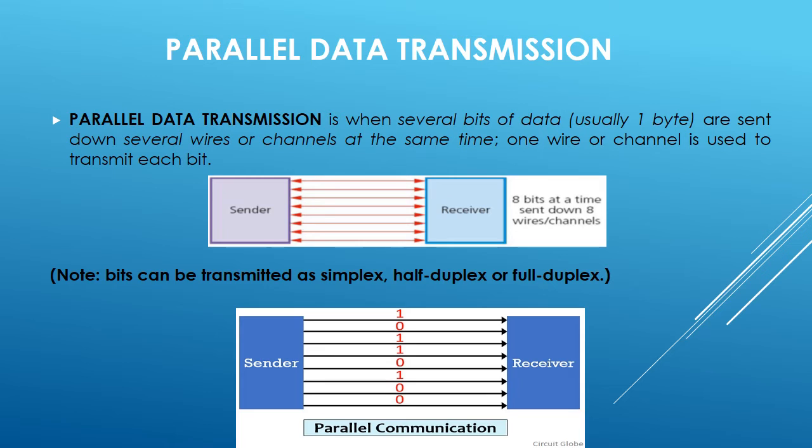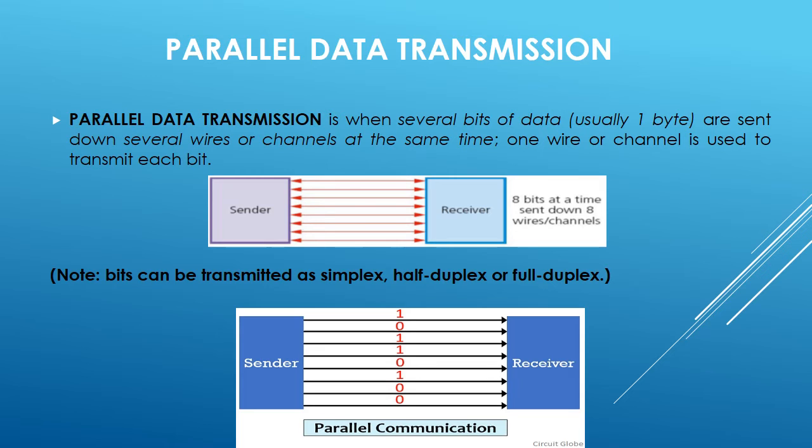Parallel data transmission. Parallel data transmission is when several bits of data, usually 1 byte, which means 8 bits, are sent down several wires or channels at the same time. One wire or channel is used to transmit each bit. Here you also need to note that data can be transmitted as simplex, as half duplex, or as full duplex. So 8 bits or even more than those can be sent in one direction or in both directions.